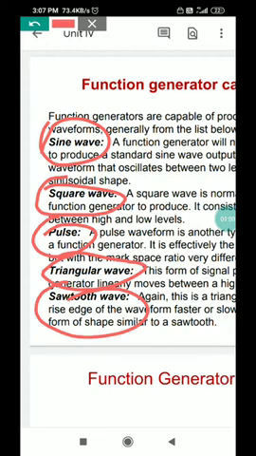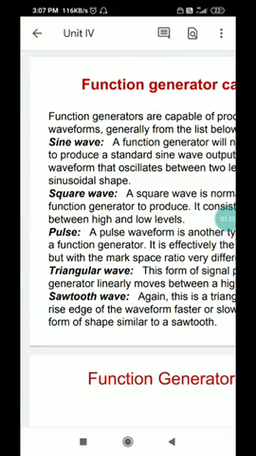So this function generator is a very important electronic system. We use it for generation of different kinds of mathematical functions like sine, square, pulse, triangular and sawtooth wave, for testing of different electronic instruments or for study of different electronic projects. That is why we have to study the function generator.